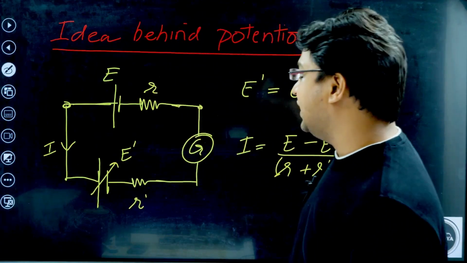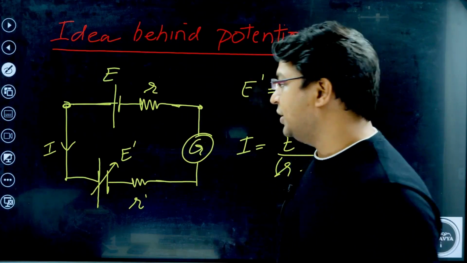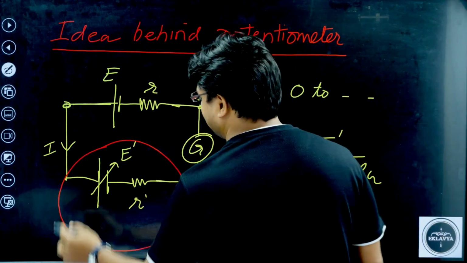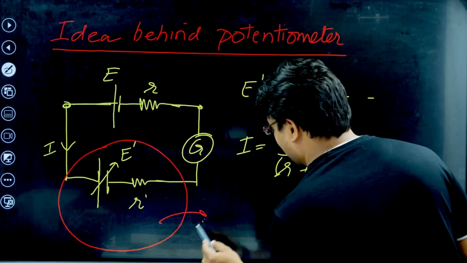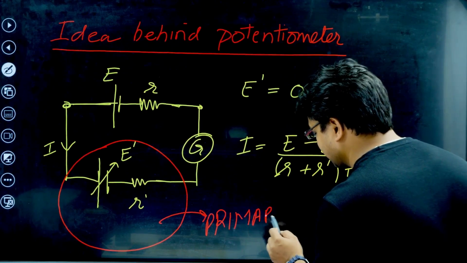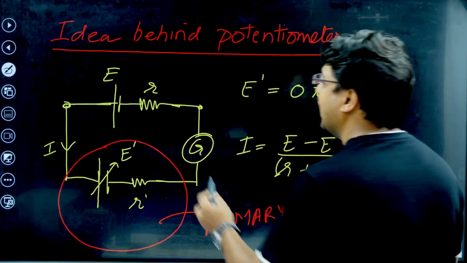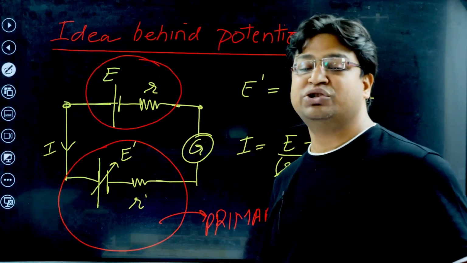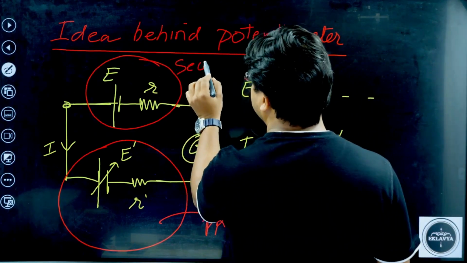So I'm planning to create a circuit that can act as a battery with variable EMF. If I'm successful in doing that, then the entire setup that is going to behave as my magic battery will be called the primary circuit of the potentiometer. So the primary circuit is the one which serves as your magic battery, and the circuit or the entity across which you are trying to measure the potential difference is called the secondary.